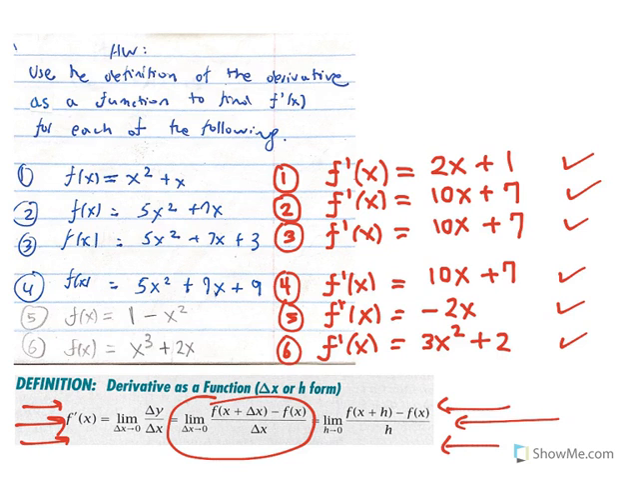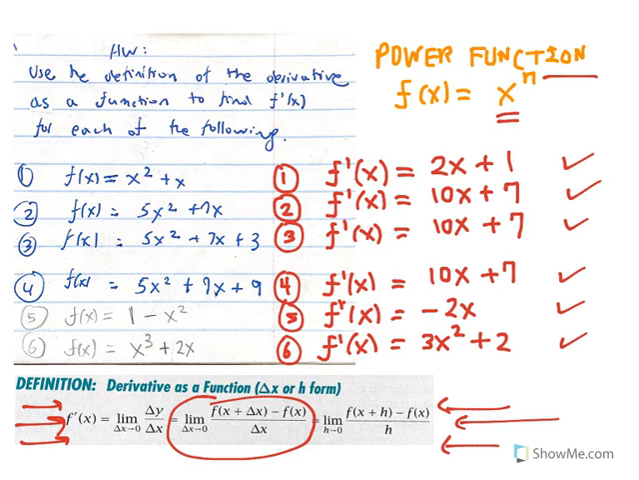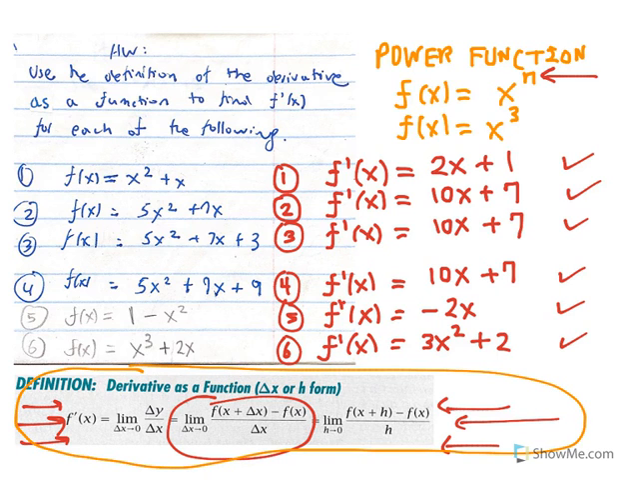What is a power function? A power function has the form x raised to some power n, where n is a constant. For example, you could have a power function such as f of x is equal to x raised to the third power. How would you find the derivative of a power function? You would use this definition of the derivative as a function. And once we apply this definition to the general power function f of x is equal to x to the n, we can easily find derivatives of any power function, such as x squared or x to the third. We would be able to find those derivatives quickly by using our differentiation rule called the power rule.